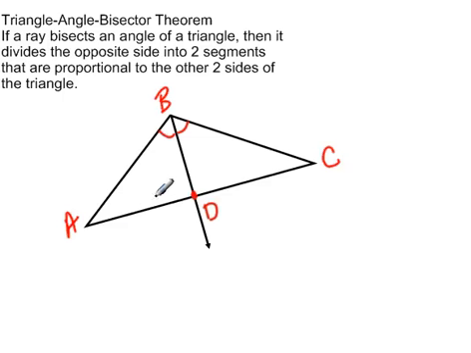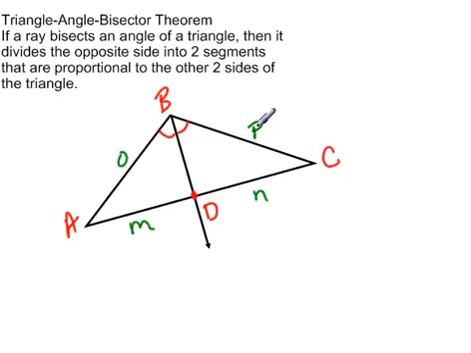So here are my two segments. We're looking at segments, let's say M and N. In other words, it's AD and DC. Those two are proportional to the two sides of AB and CB. We'll call those O and P. So, how would we set this up?